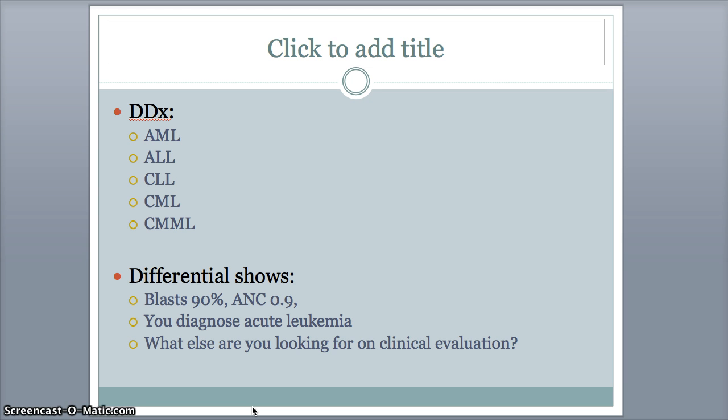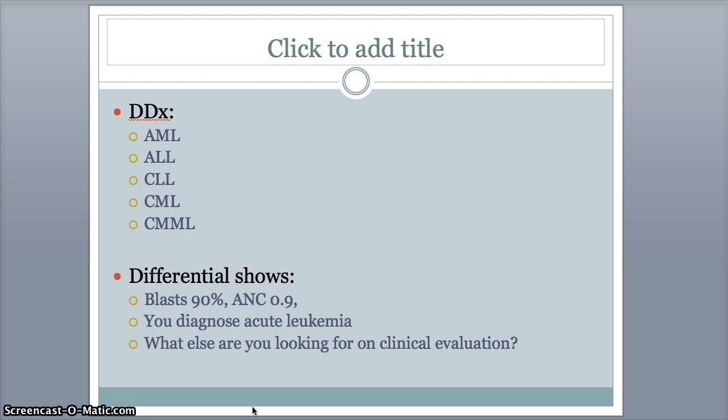So when we get the differential back from the white blood cell count, it shows 90% blasts with an absolute neutrophil count of 0.9, and you diagnose acute leukemia. May I just remind you that a diagnosis of acute leukemia requires a blast count of 20% or higher in any blood, bone marrow, or body fluid cavity.